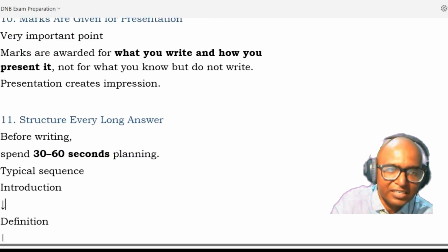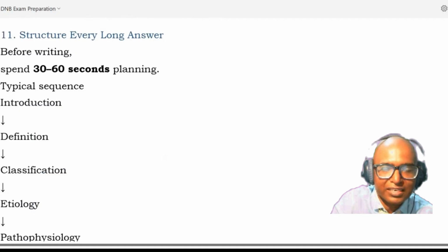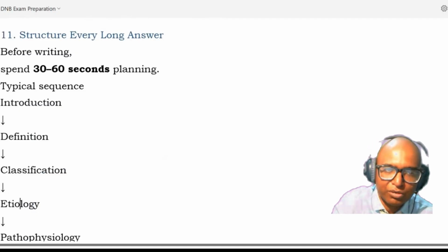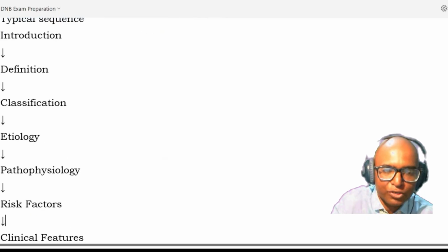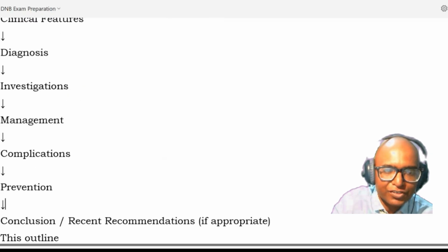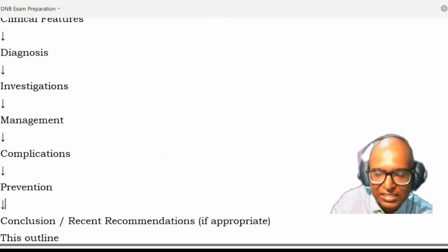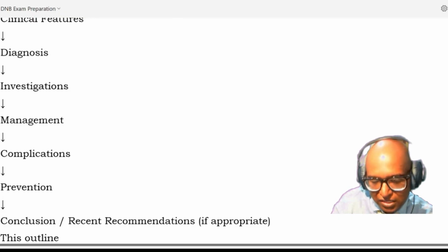So presentation creates impression. Then how should be the structure of your long answer? Before writing, spend 30 to 60 seconds in planning how you are going to write this particular answer. A typical sequence will be introduction, definition, classification, etiology, pathophysiology, risk factors, clinical features, diagnosis, investigations, management, complications, prevention, conclusion, or the recent recommendation. You will have the outline of the answer, especially for the long question. You can write it in 5 to 7 lines in the beginning, so the examiner understands on which points you have written your answer.